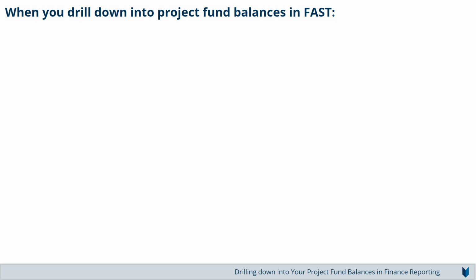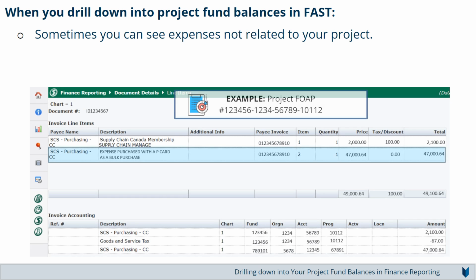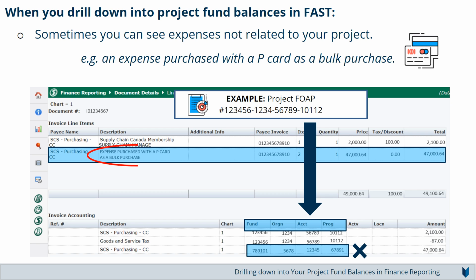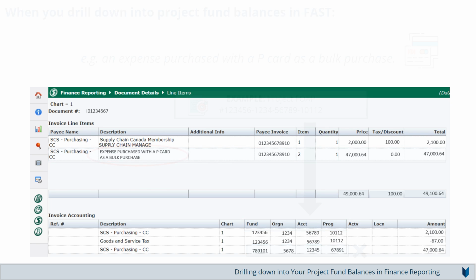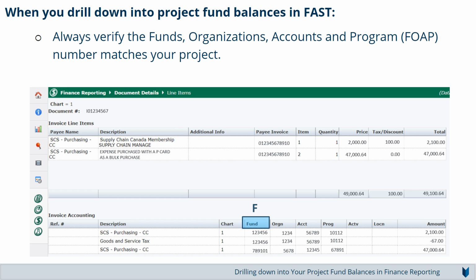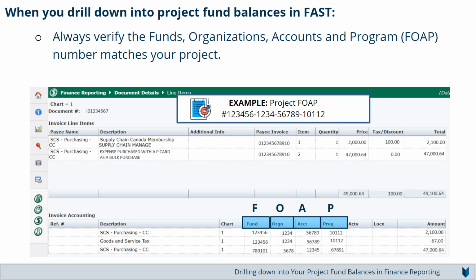Also, when you drill down into the blue font project numbers, it is important to know that sometimes you can see expenses that are not related to your project. For example, an expense purchased with a P card as a bulk purchase. To ensure you are only looking at the numbers that are associated with your project, always verify the funds, organizations, accounts, and program or FOAP number matches your project.